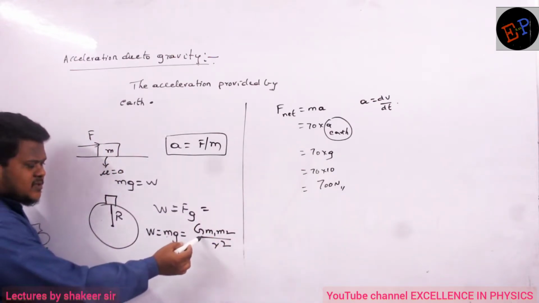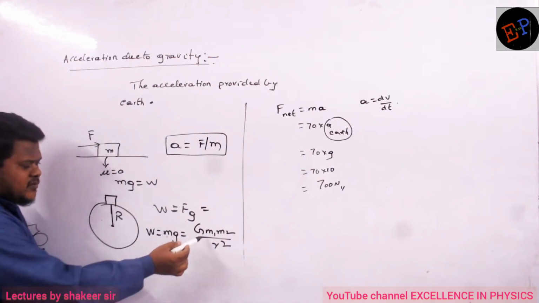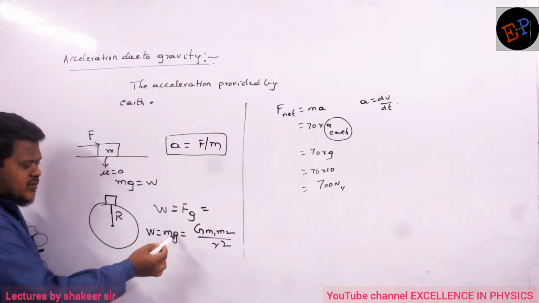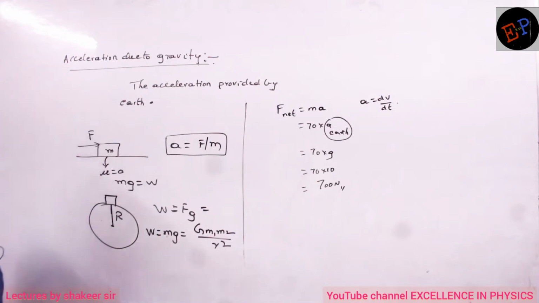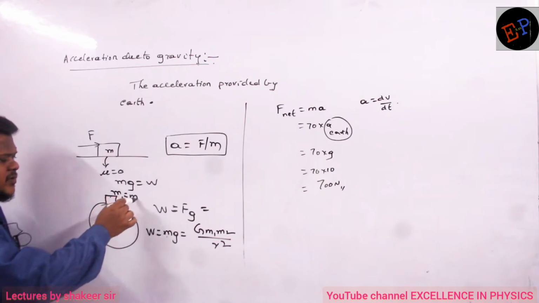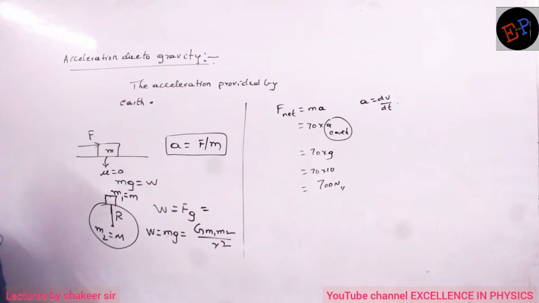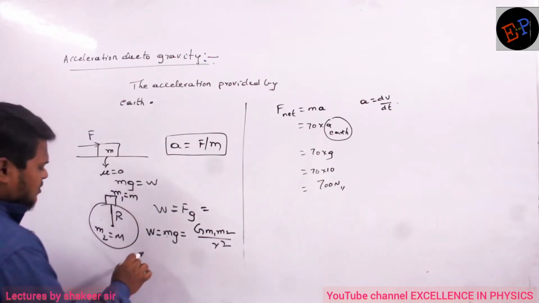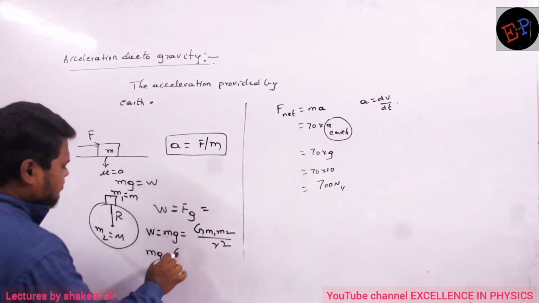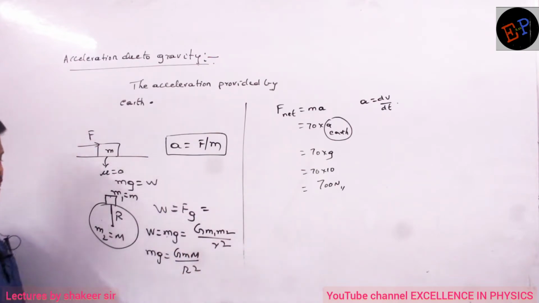And gravitational force is responsible for providing the weight of the body. Gravitational force is what gives weight, no? So therefore mg and G m1 m2 by r squared should be equal. This is the body of mass m1, which is equal to m, and Earth has mass m2, whose mass is capital M. Now substitute the values. Therefore mg is equal to G small m into capital M divided by r square, where r is the radius of Earth.